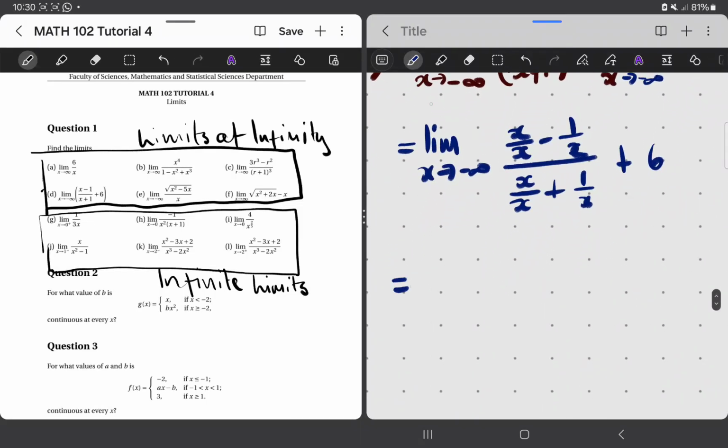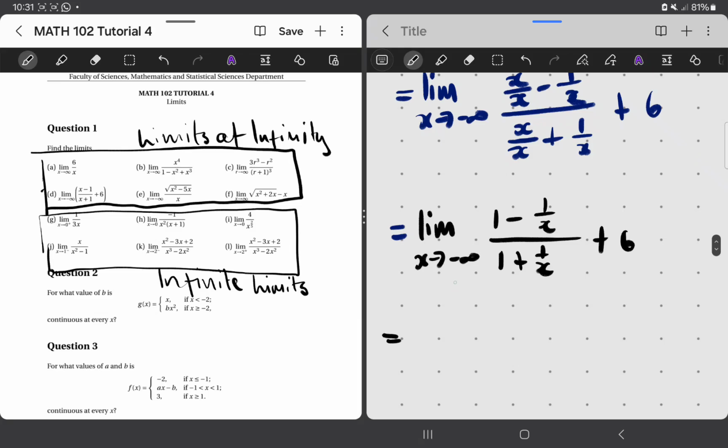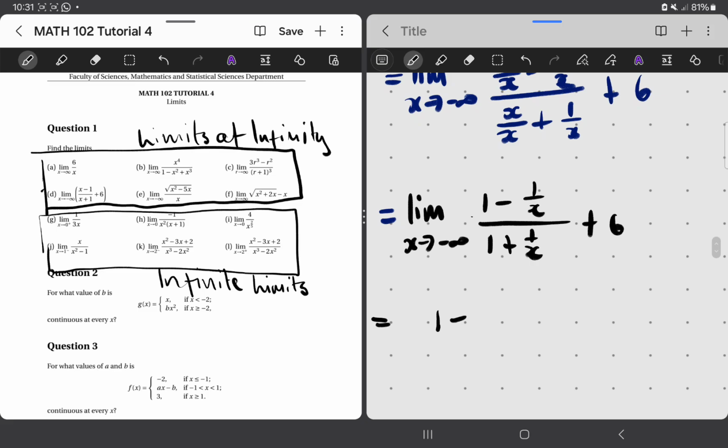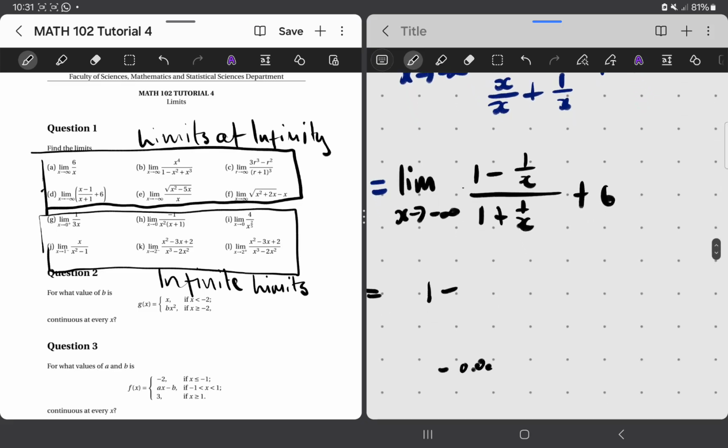Now let's simplify. Here we have the limit as x approaches negative infinity of x over x is 1 minus 1 over x, divided by x over x is 1 plus 1 over x. Then this is all plus 6. So now this is going to be the limit as x approaches negative infinity. The limit of 1 is 1 minus the limit as x approaches a very big number, still negative, in the denominator. So we have a big number here, and it's going to produce an answer which is very close to 0. Even if the answer was negative, it would be negative 0.0000000, which is just close to 0, which we put as 0.